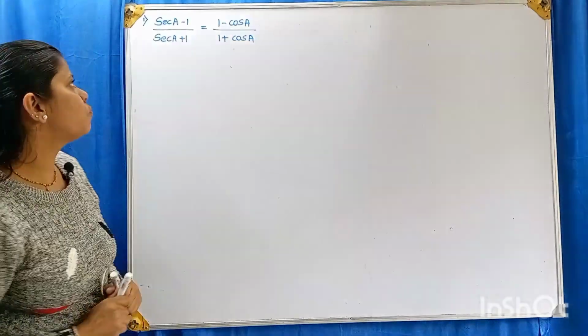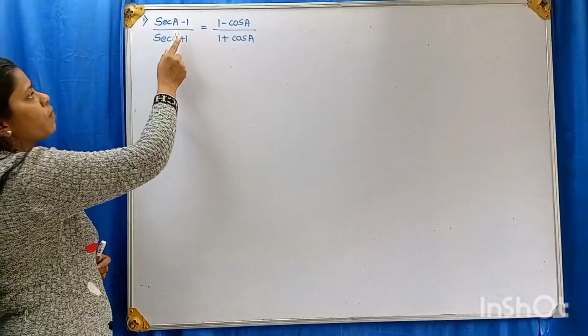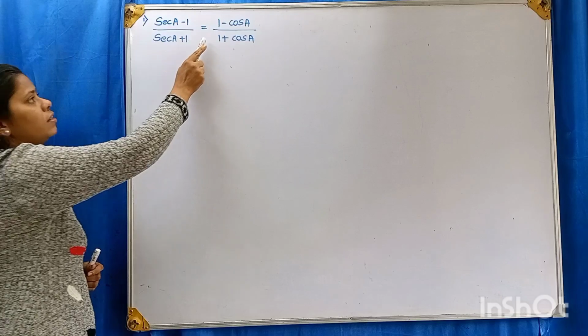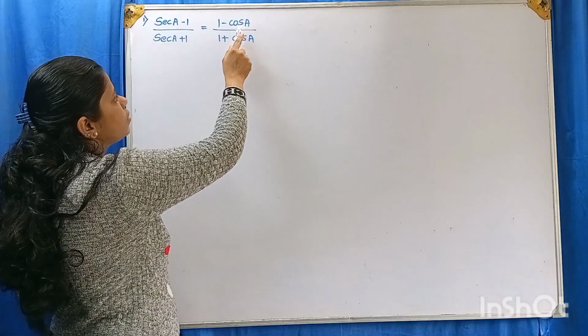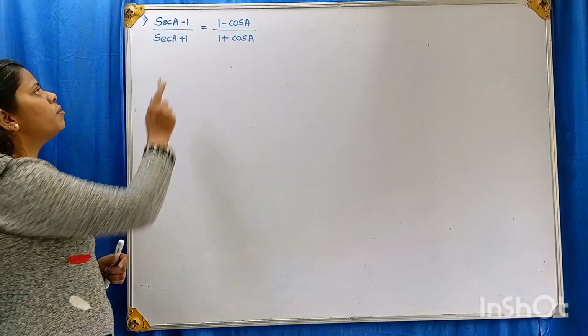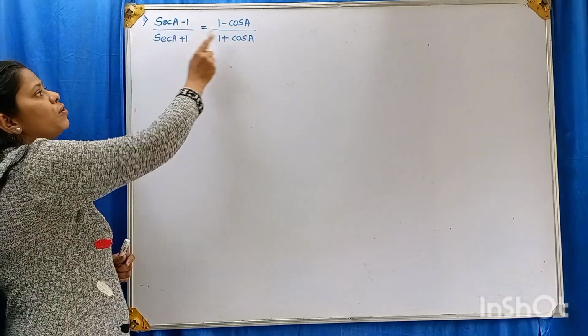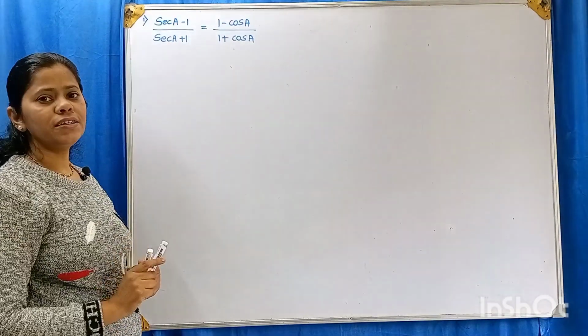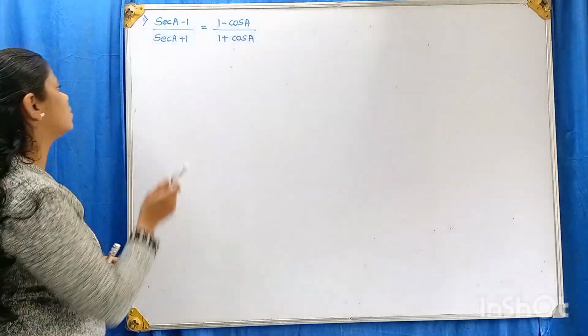Now let's solve this problem. (secant A minus 1) divided by (secant A plus 1) is equal to (1 minus cos A) divided by (1 plus cos A). In this problem, we have to prove that LHS is equal to RHS. First, let me write down the LHS.